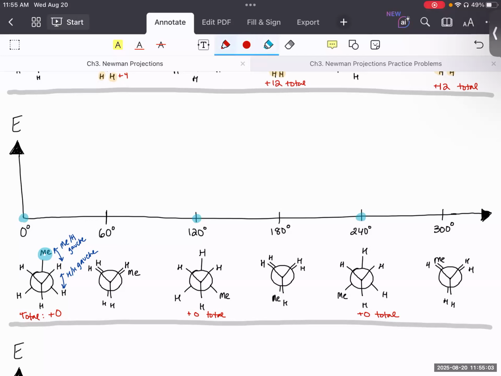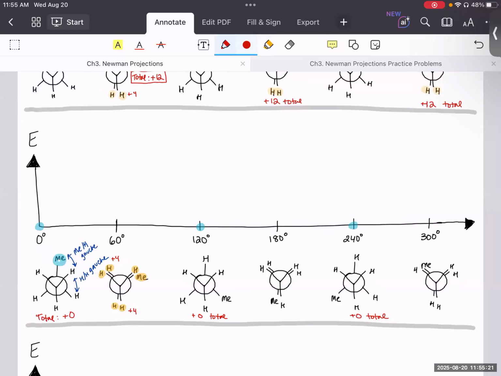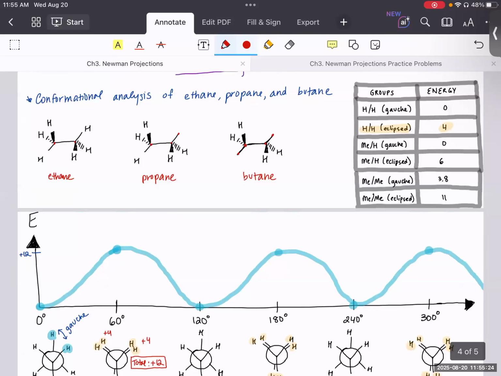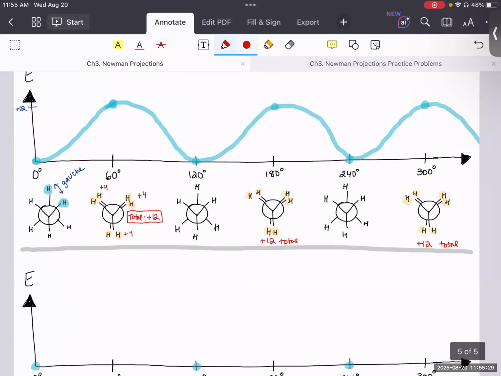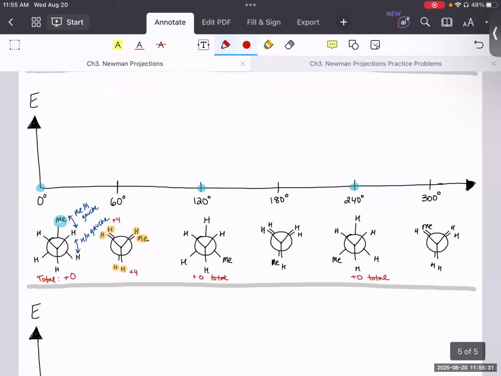All right, next we can take a look at the eclipse states. And so here we have 2 different types of interactions. We have these hydrogen eclipse states, which from the table we know is +4. And then we also have a hydrogen methyl interaction, which is different from that previous example with ethane. And so for hydrogen methyl, we have a +6 eclipsed contribution. And so when we calculate our total, we would end up having +14.